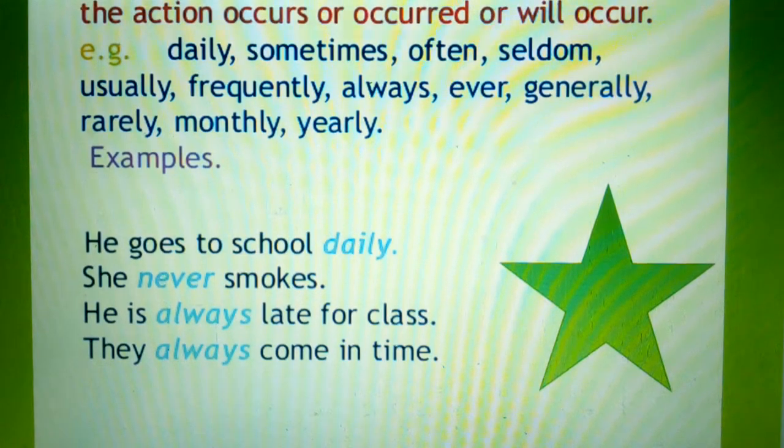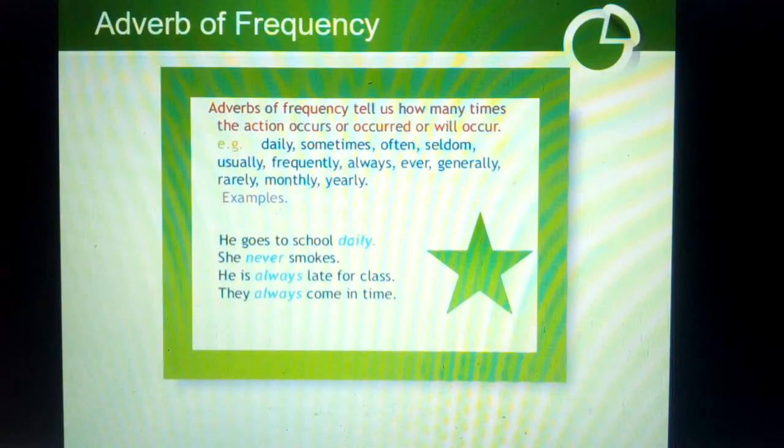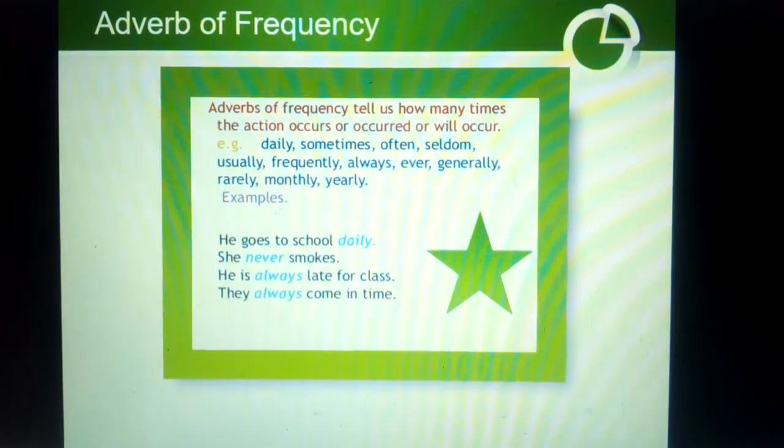In the first example, she goes to school daily. Daily is an adverb and goes is a verb. So the word daily is qualifying that verb. So it is an adverb. And it is an adverb of frequency.